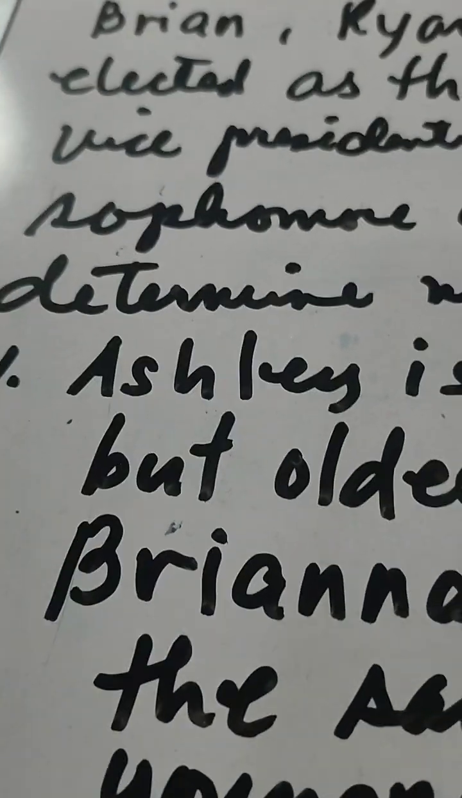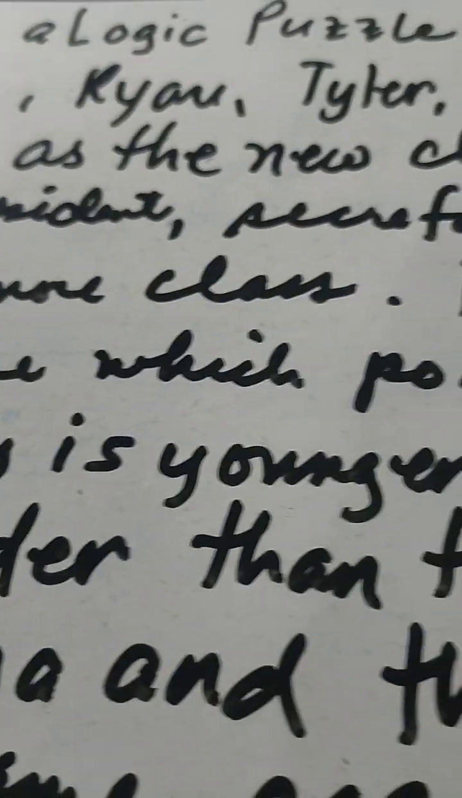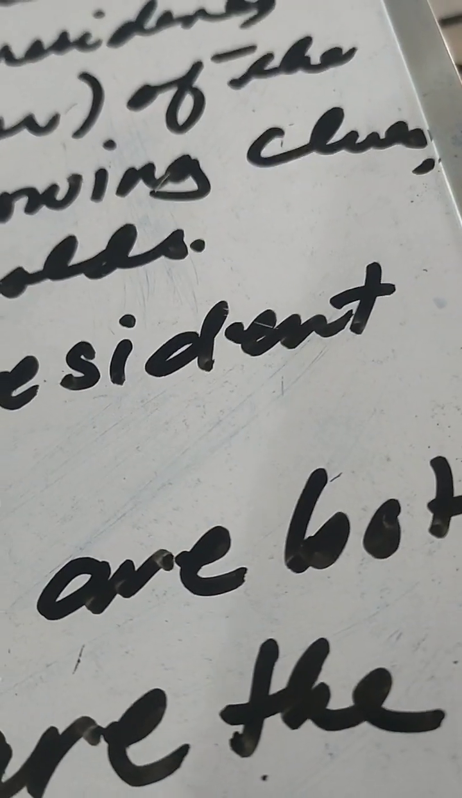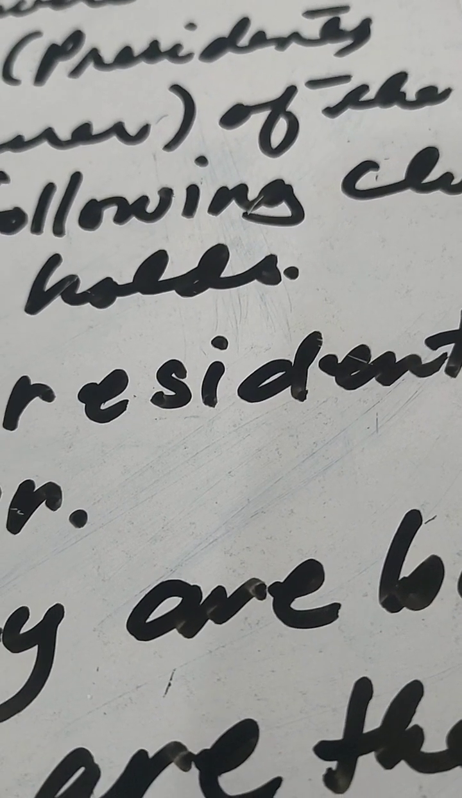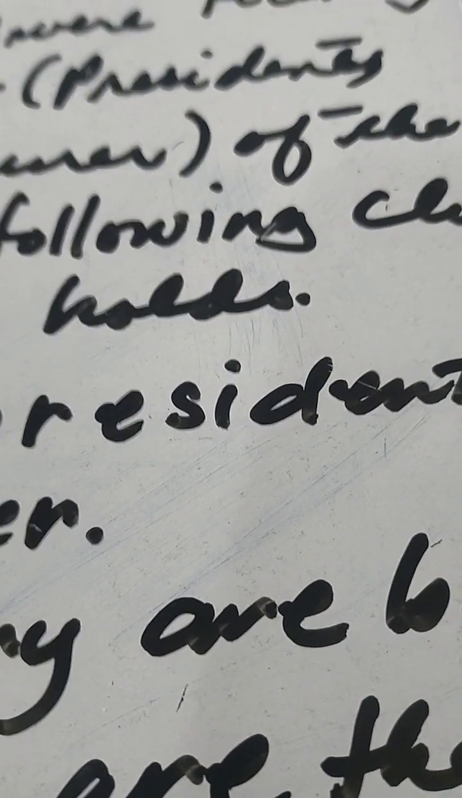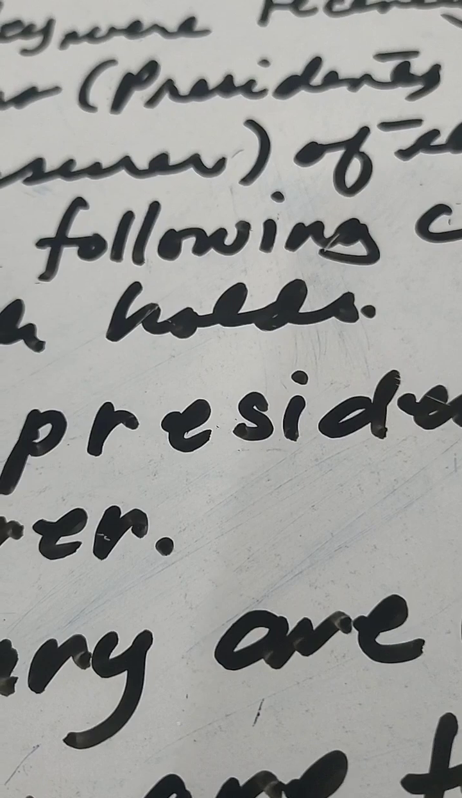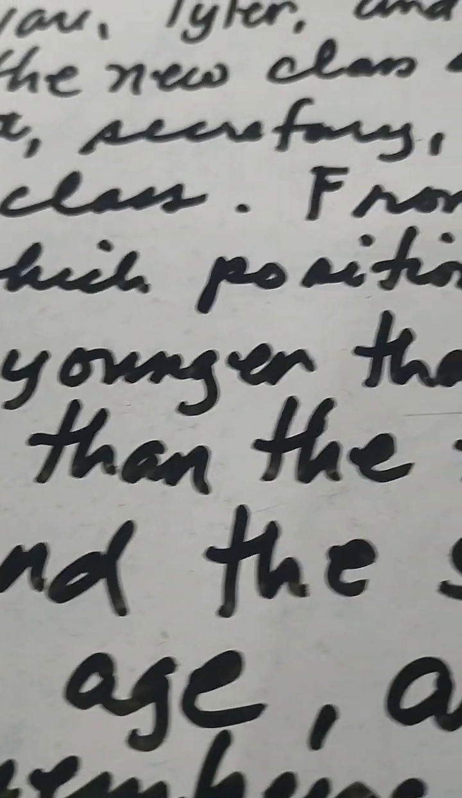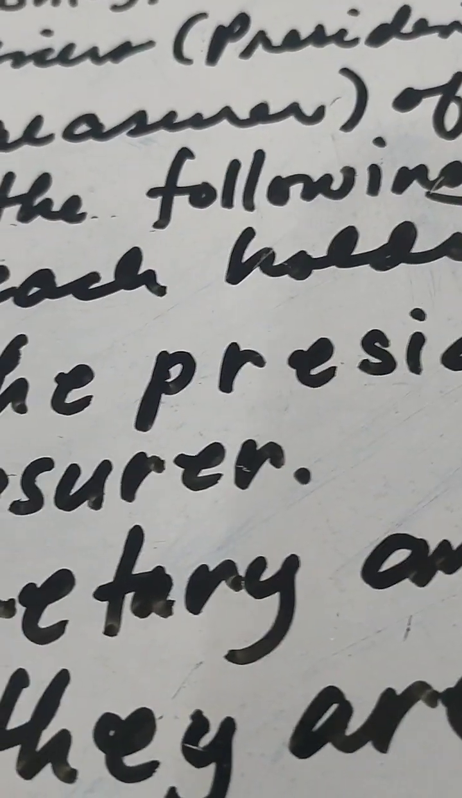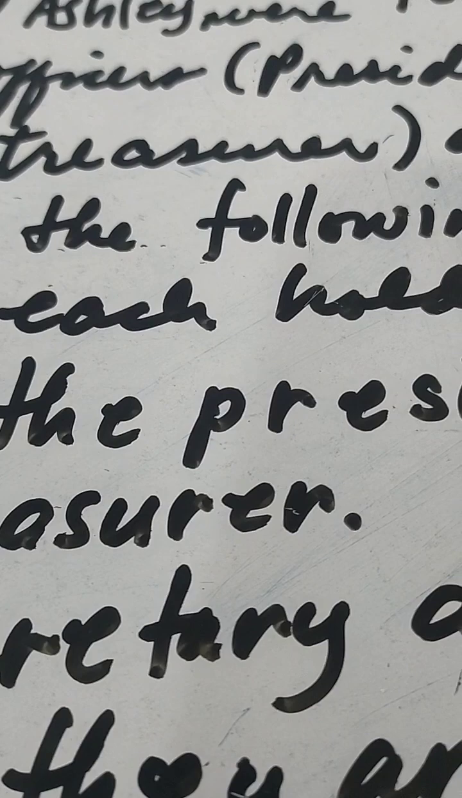One: Ashley is younger than the president. So take note, Ashley is not the president, because Ashley is younger than the president. We'll have that later on in our table. But older than the treasurer. So Ashley is not the treasurer as well.